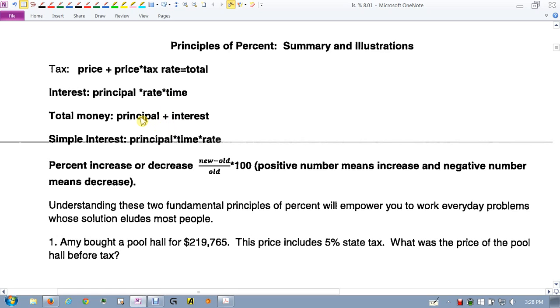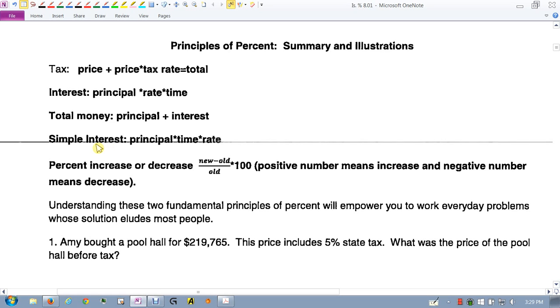So if you put $1,000 into a bank, they give you a certain rate, you collect interest on it, you add that interest to how much you put in, and that's how much total money you'd have in the bank. So simple interest is principal times time times rate. It's what we call simple interest. There are more complicated ways to compute interest, but that's the most basic one.